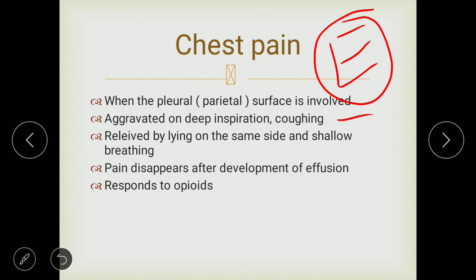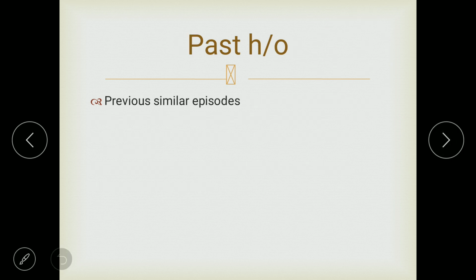And pain will disappear when the patient develops effusion. Suppose the patient has started an exudative pleural effusion and the pleural fluid accumulates day by day, this pleural fluid will result in the separation of the two layers of pleura. As a result, there will not be any rubbing of pleura against each other. Hence, the pleural effusion can make the pain disappear. And this pain will typically respond to opioids only.